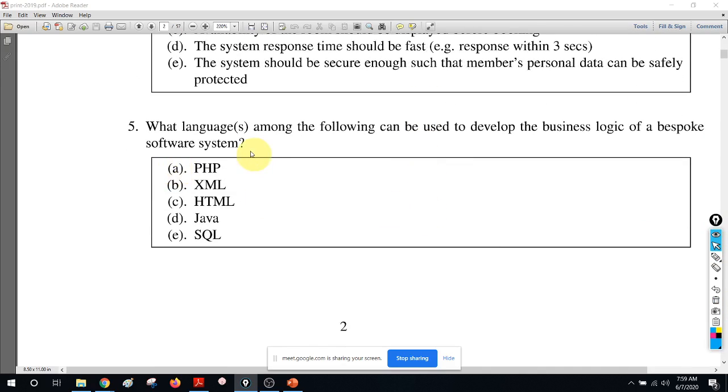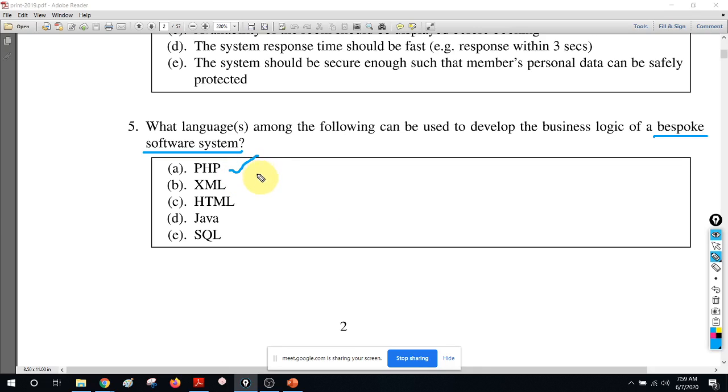What languages among the following can be used to develop business logic of a bespoke software? So what is meant by bespoke software? Custom made software, right? Software specific to a particular customer. We discussed those things in your semester one, right? Right. So again, let's see whether we have agreement and disagreement. Right. Of course, I can use PHP. I can develop a system to my customer using PHP.